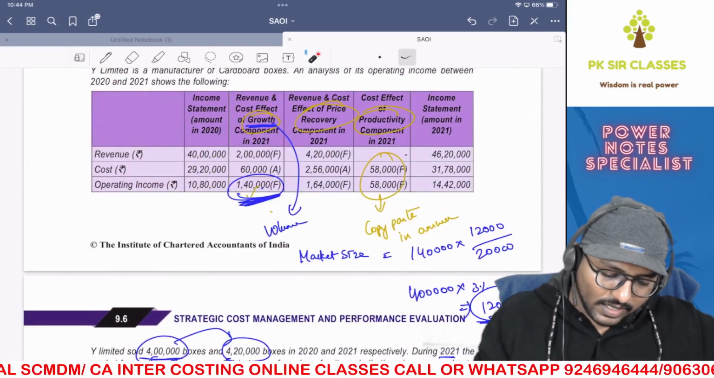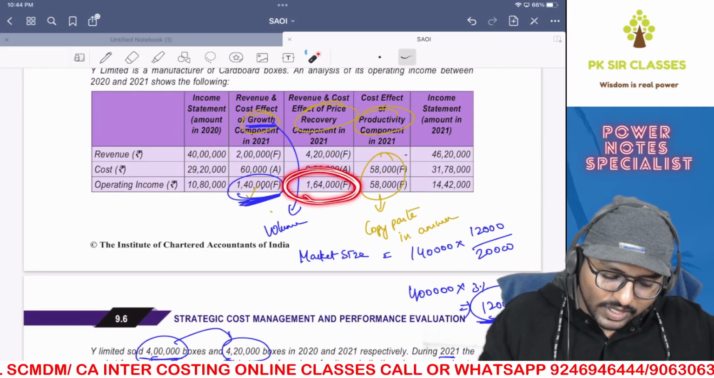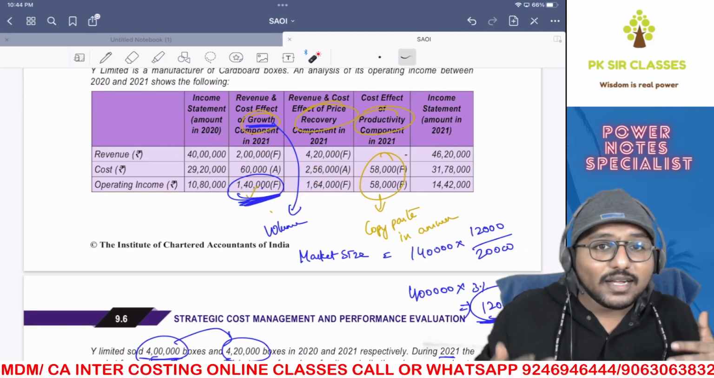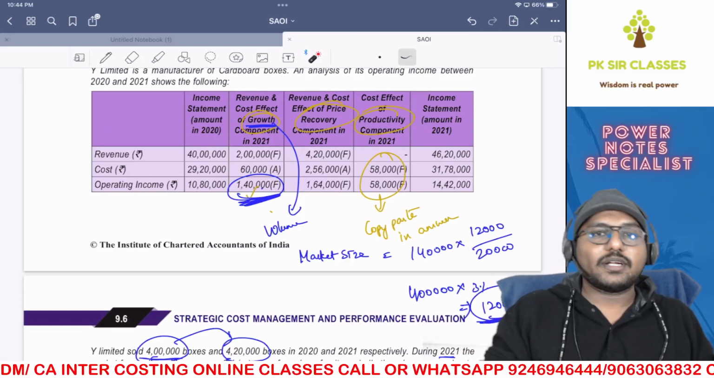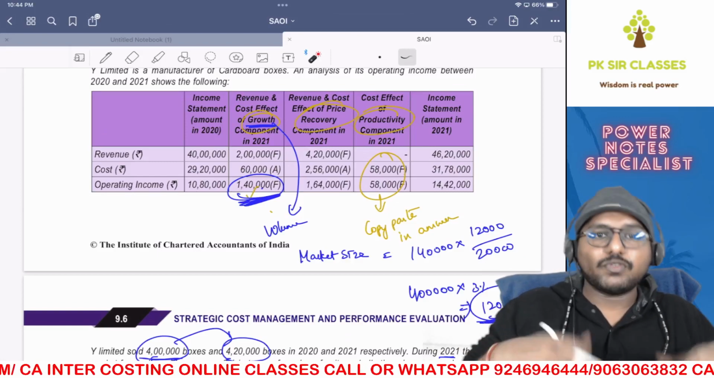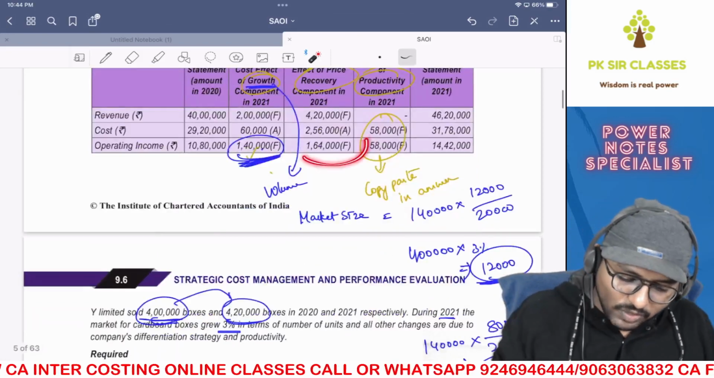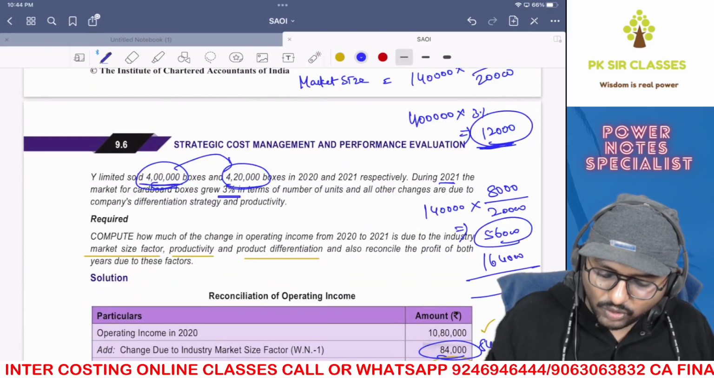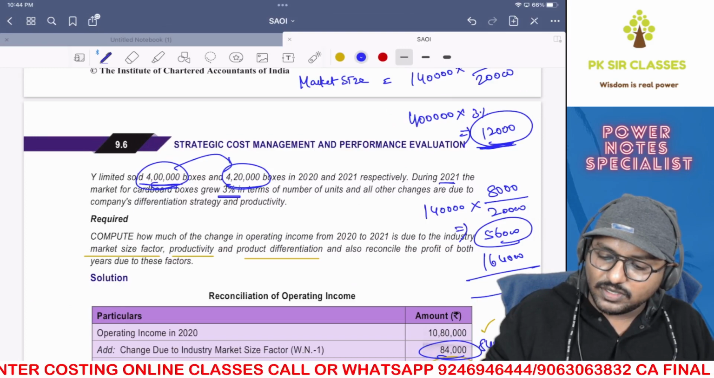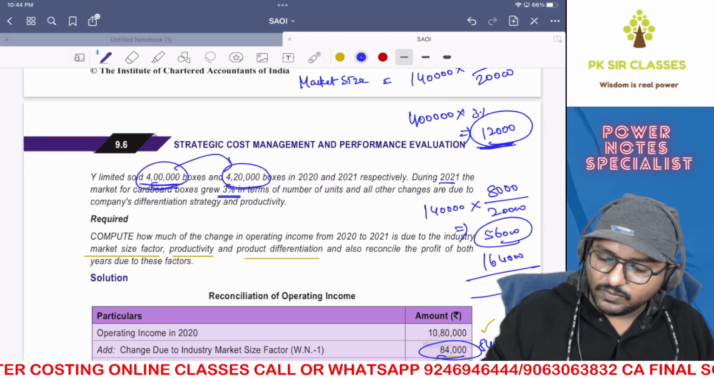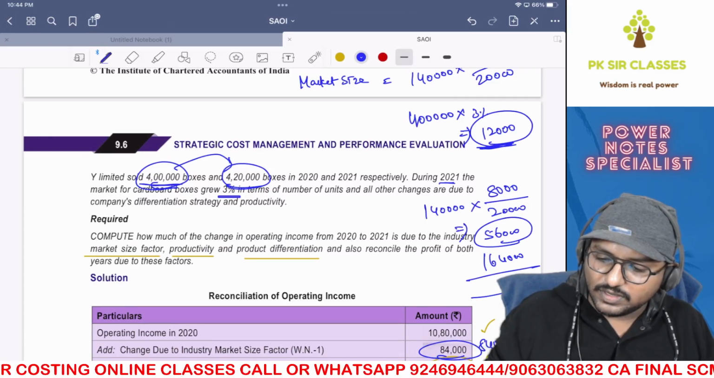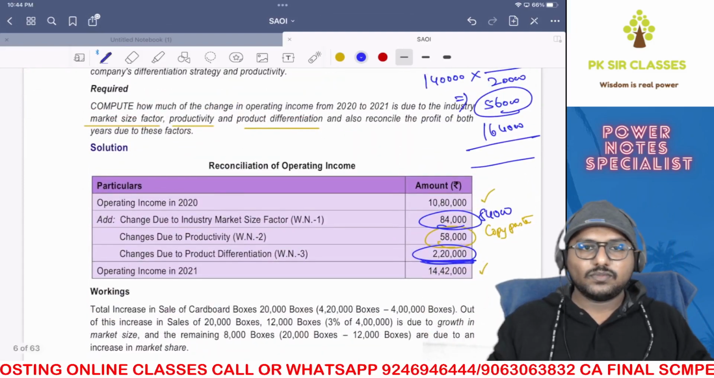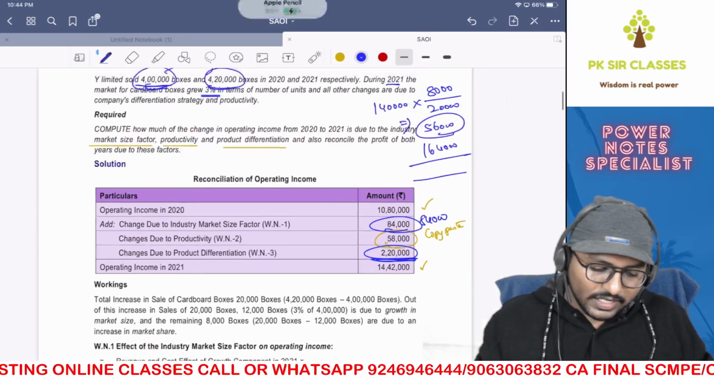In addition to that, this price recovery component is there, right? Which is 1,64,000. You were able to sell at a higher price. Why? Because of product differentiation. You made the product different. That's why you were able to sell at a higher price, which means 1,64,000 also will come under product differentiation only. Totally 1,64,000 plus 56,000, 2,20,000. Answer is done. That's it. You see, it's very simple.